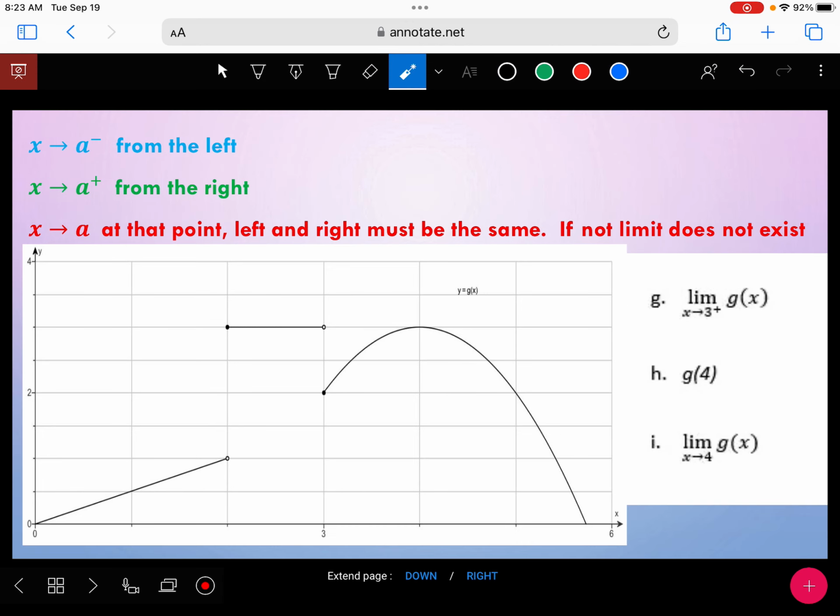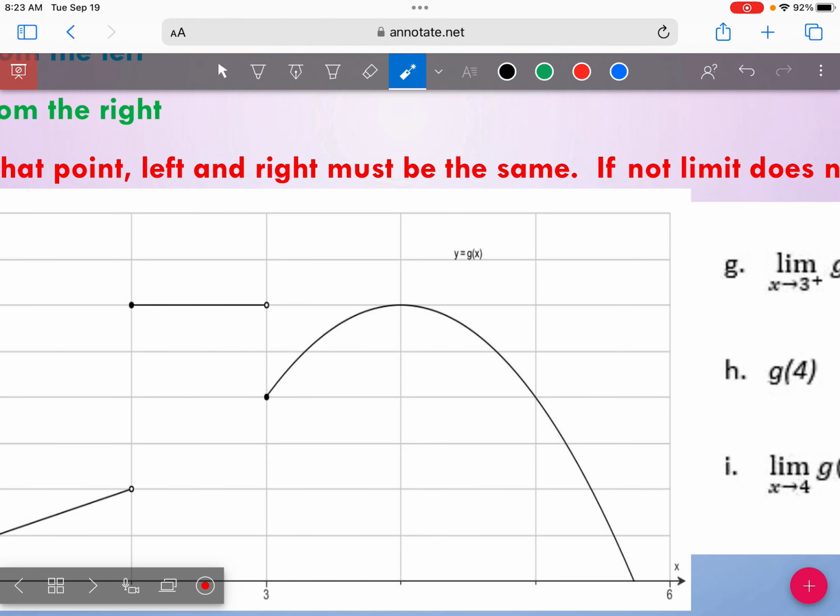So let's look at on the right. If I were to draw it on the right, this is the graph on the right. Would you agree that this graph is on the right? Where does it hit the wall though? At 2. So your limit is 2.